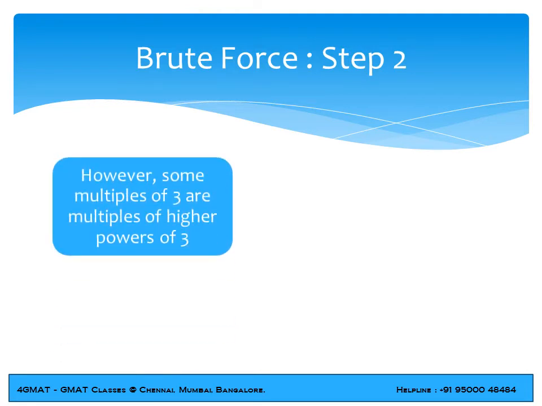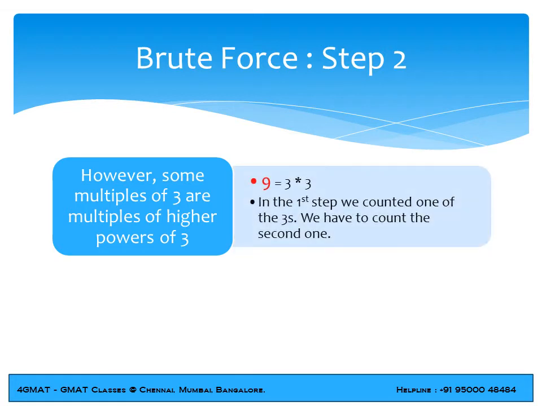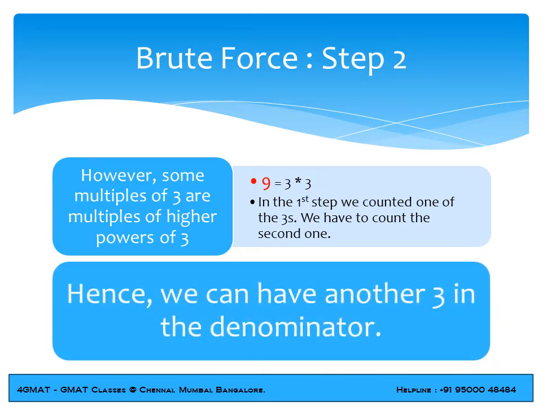Obviously, when you would have cancelled the 9 with the 3 in the denominator, you would realize that the quotient that you get is a 3. Which essentially means that we can have an additional 3 in the denominator. That's because some of these multiples of 3 are not just multiples but higher powers of 3 in themselves. So we can add one more 3 to the denominator. So the highest power of 3 is no longer 3 as we saw it in step 1. We need to count one more.